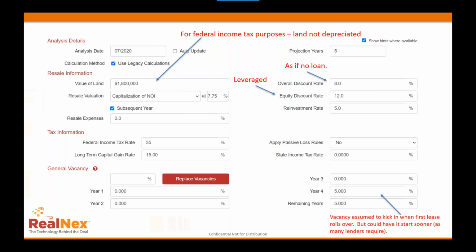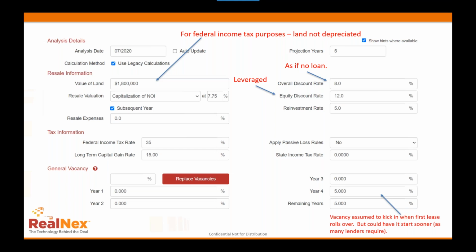But if you want to have an after-tax rate of return as well as your before-tax rate of return, put in a tax rate as well as your capital gains tax rate, which is typically going to be a lot lower. Remember, some of that gain is going to be recaptured. You don't have to put in what the recapture rate is because the program knows.